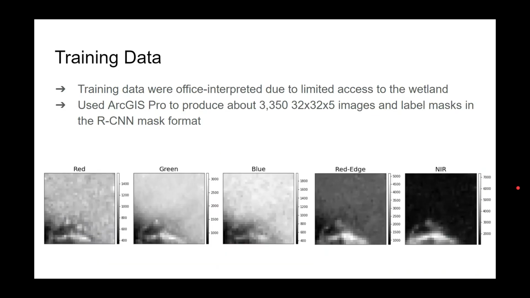So the training data were office interpreted due to limited access to the wetland, and we used ArcGIS Pro to create over 3,000 images and label masks in the RCNN mask format. I will now hand it off to Greg to explain how our classifier works.